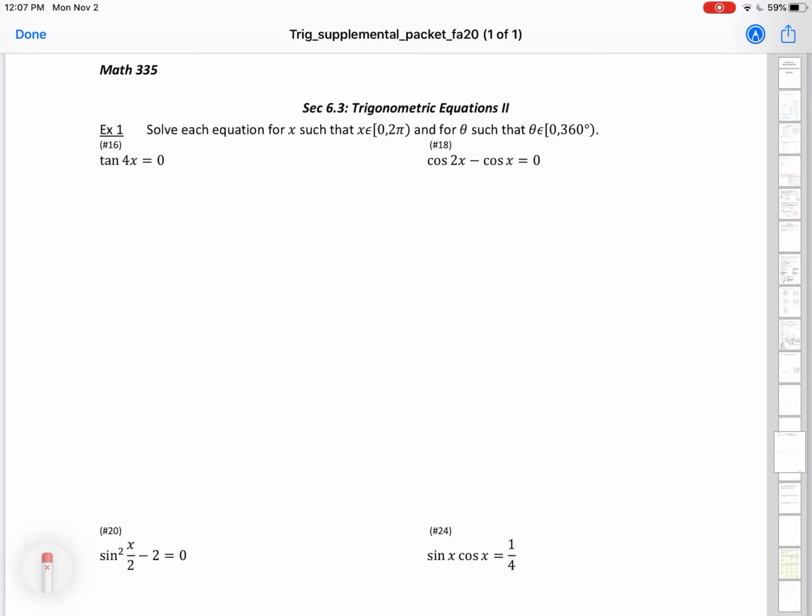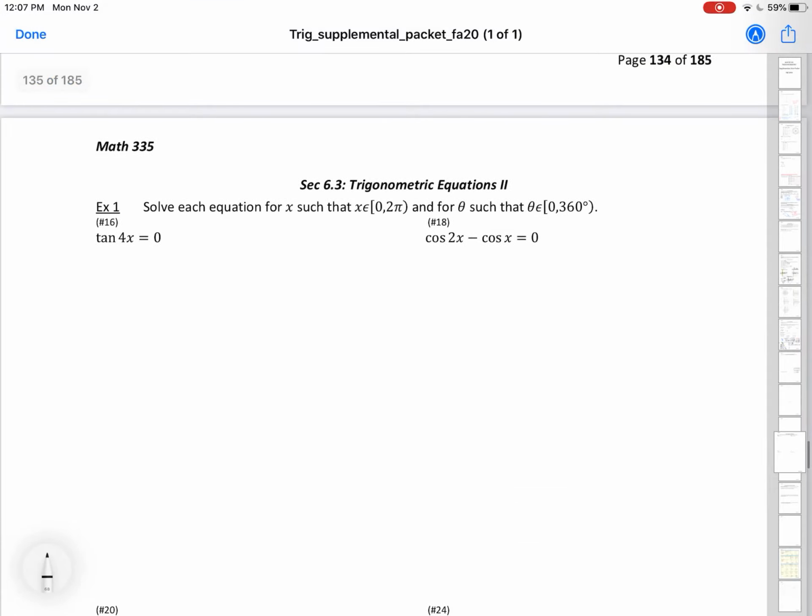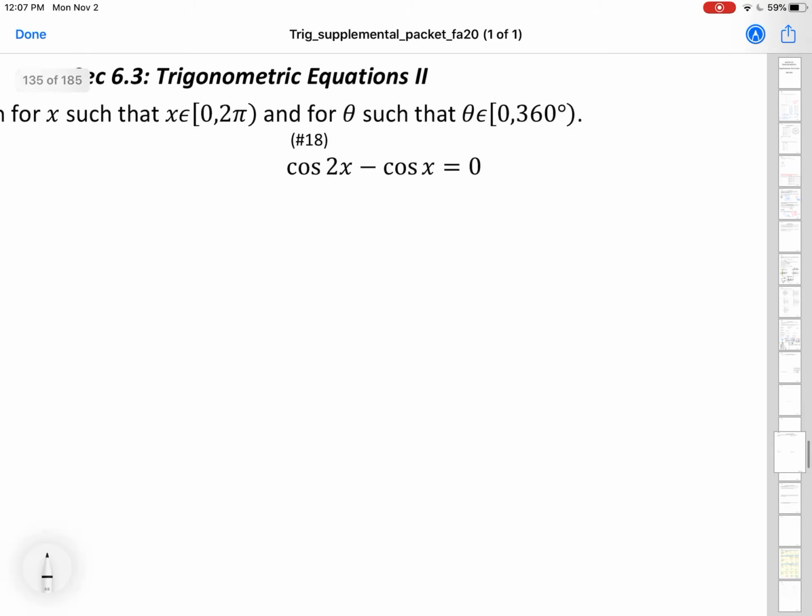We can use one of our identities. Now, I would suggest using one that just has cosines in it. Don't introduce a sine. That's going to complicate things. Remember, there were multiple forms of cosine 2x. And the best one I think to use would be the 2 cosine squared x minus 1 representation. So I just replaced that with 2 cosine squared x minus 1, minus cosine x is equal to 0.